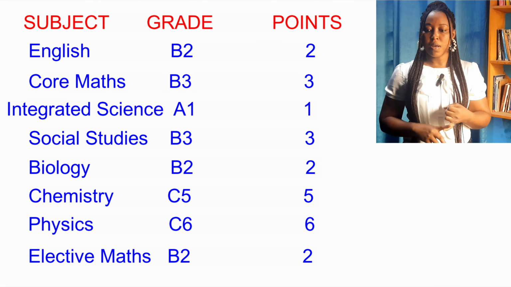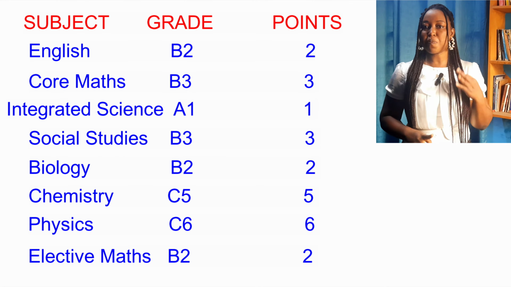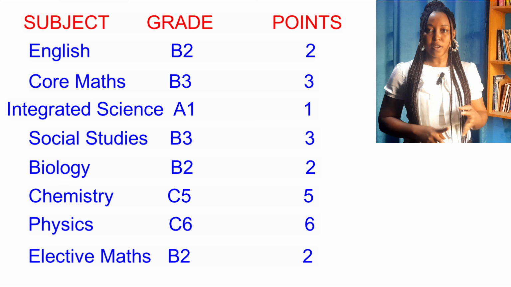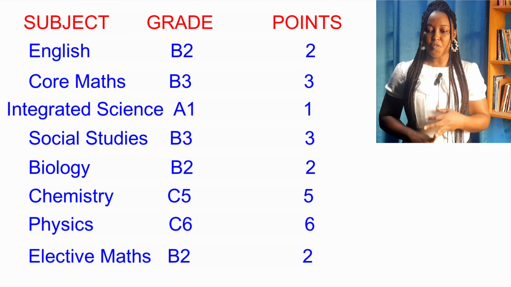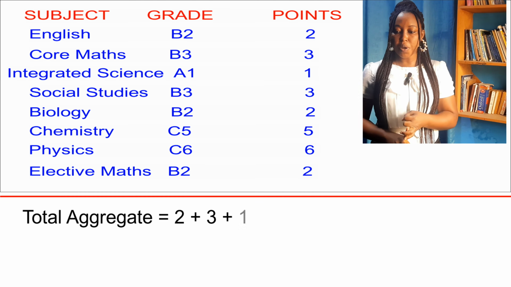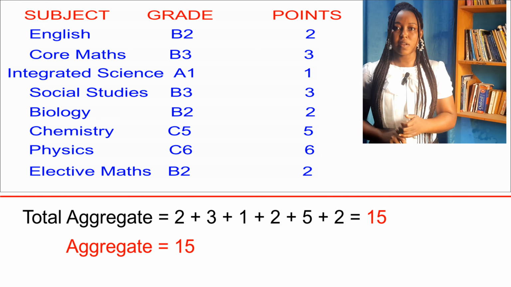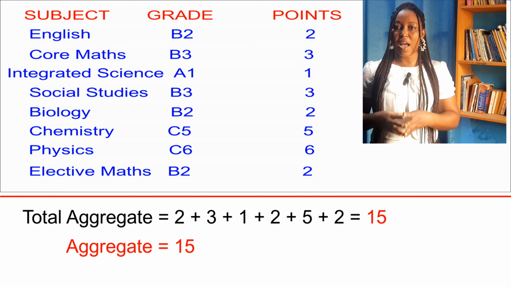First, you select the person's best 3 core subjects and the person's best 3 elective subjects. So in this case, the person's best 3 core subjects are English language, which is B2, mathematics, which is B3, and integrated science, which is A1. And the person's best 3 elective subjects are biology, which is B2, chemistry, which is C5, and elective maths, which is B2. So now we add all the grade points of all these subjects. So we add 2 plus 3 plus 1 plus 2 plus 5 plus 2. So we say the person has gotten aggregate 15. So that is the person's aggregate.